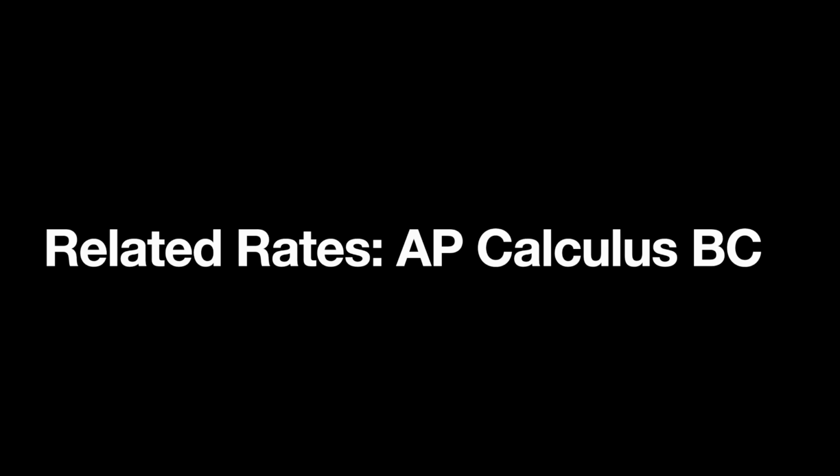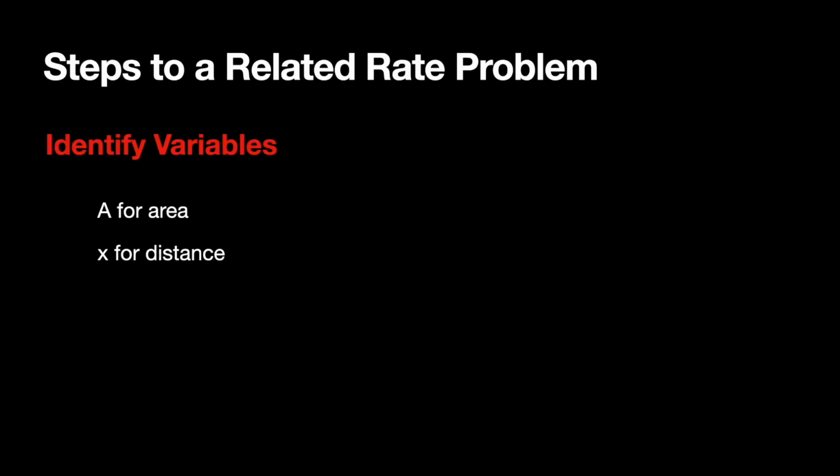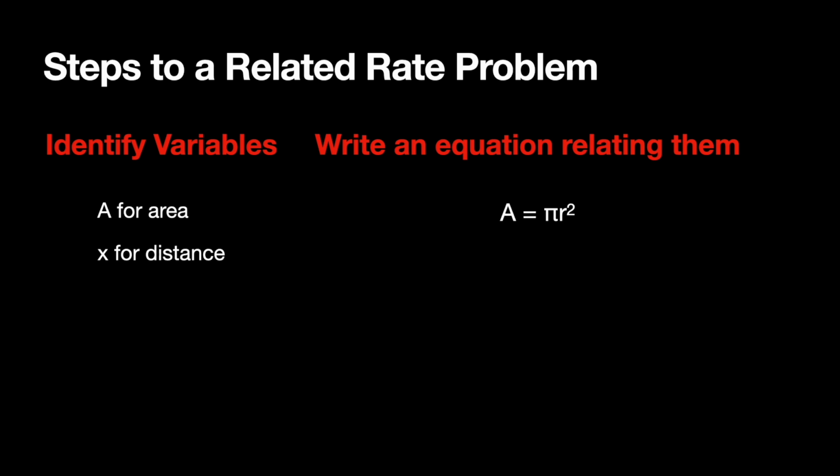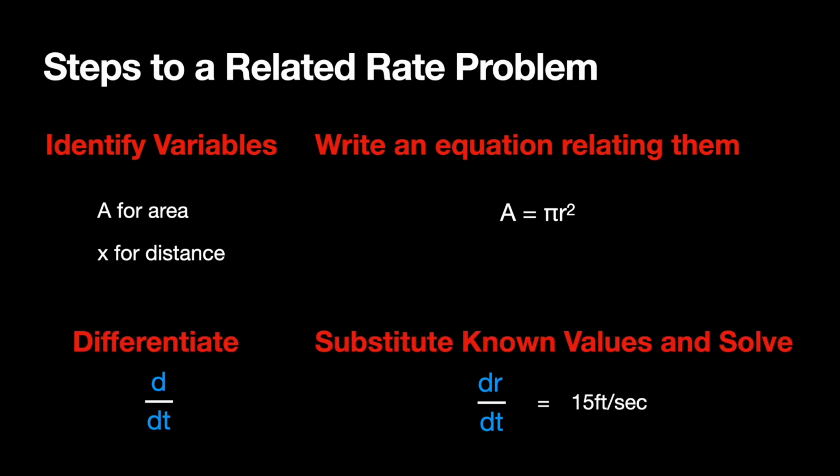Everyone, today I'll be covering related rates. To solve related rates problems, you first identify variables and constants, write an equation relating them, differentiate with respect to time, and then finally substitute in known values to solve. Here's an example with a moving object.